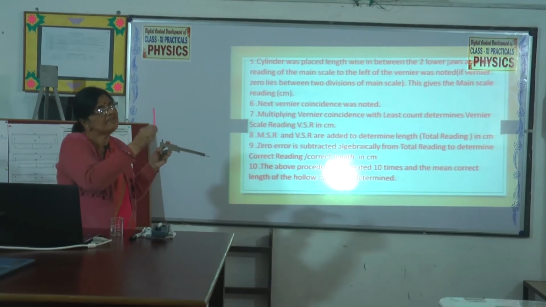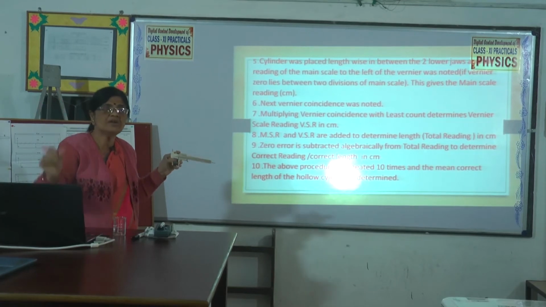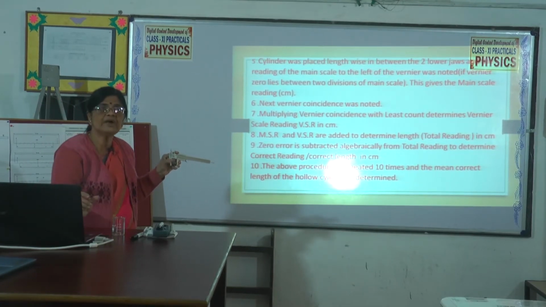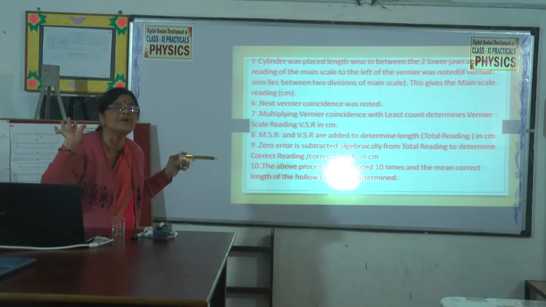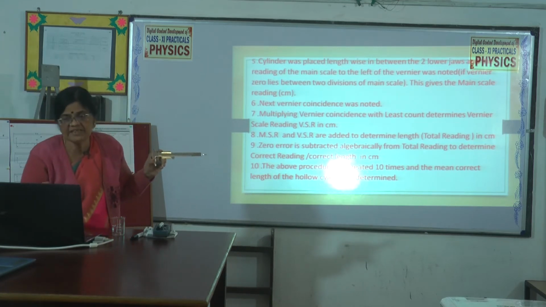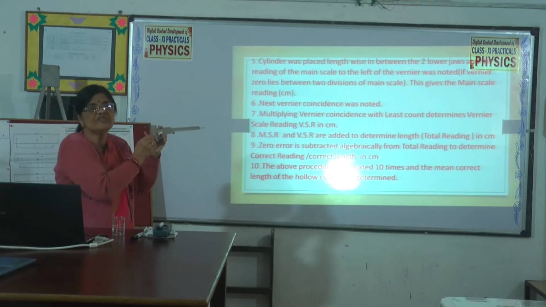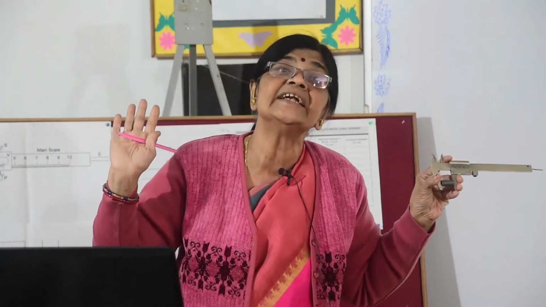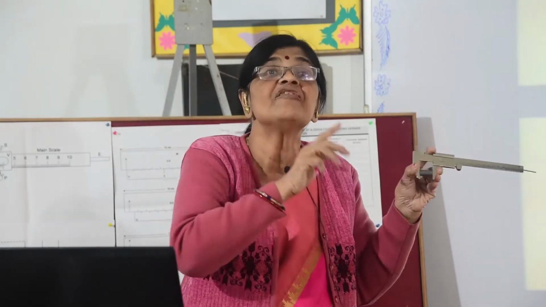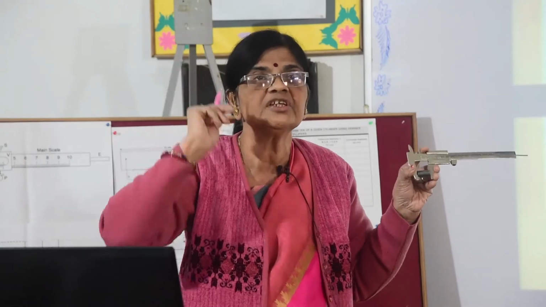Since I have recorded 2.5, in the main scale reading column I will record 2.5, in the least count column I will record 0.01, and the zero error I will record in the beginning. The reading of the main scale lying to the left of the zero of the vernier is recorded as the main scale reading in centimeter. This is in centimeter, 2.5 cm. The unit has to be mentioned in the column.